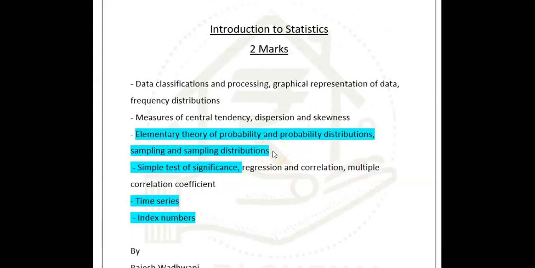We are closing today's video here. Now in statistics, only one topic is balance, correlation and regression. We will take this up in part 3.